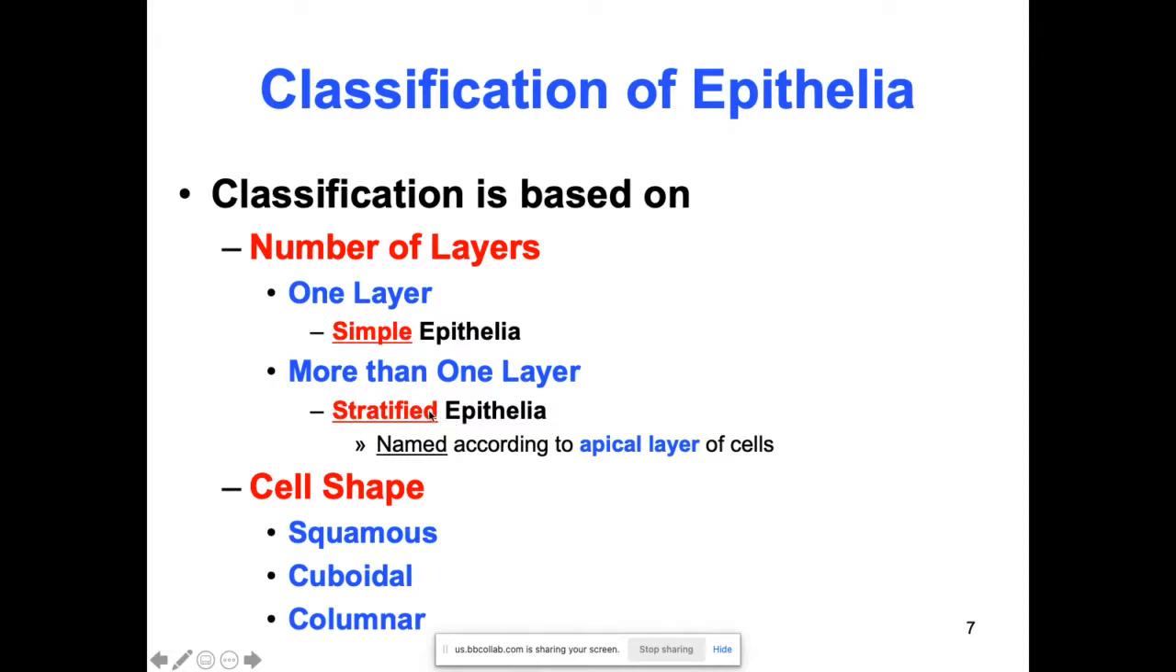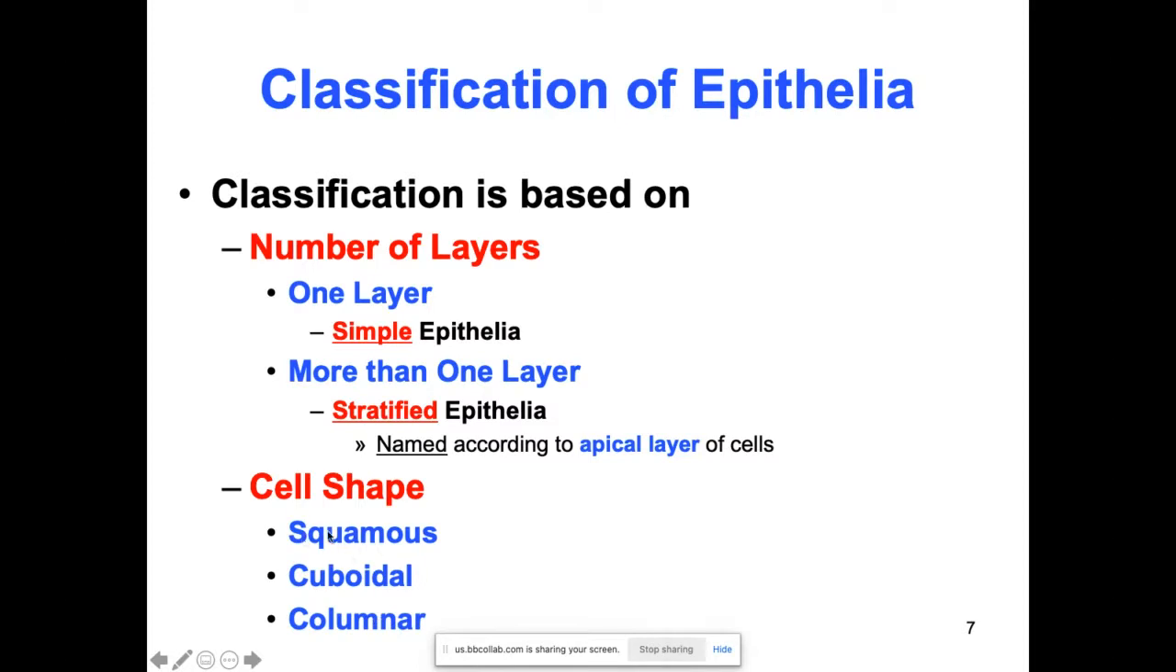Now, the layer that we're looking at to give it the name is the top layer, or the apical layer. When you look at the word apical, it sounds like apex. The top layer. We're looking at the top layer and asking, is it one layer or multiple? That's how we get the first name, simple or stratified. Then we look at the shape of the cell. Well, does it look like a cube? We call it cuboidal. Does it look like a column, like a tall building?